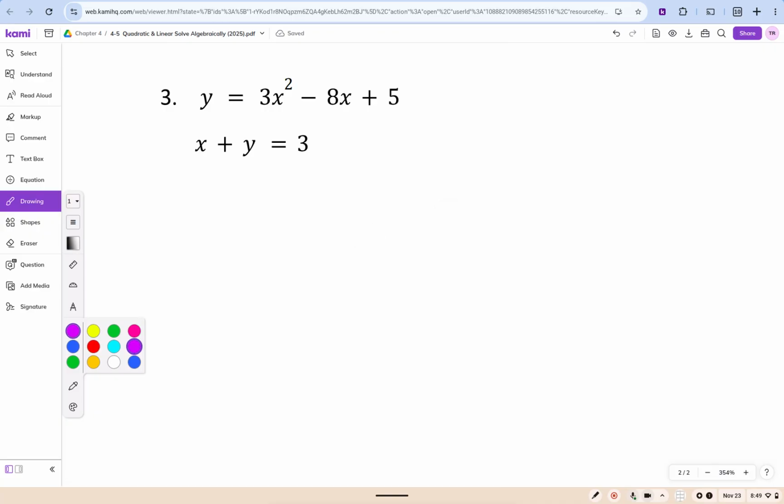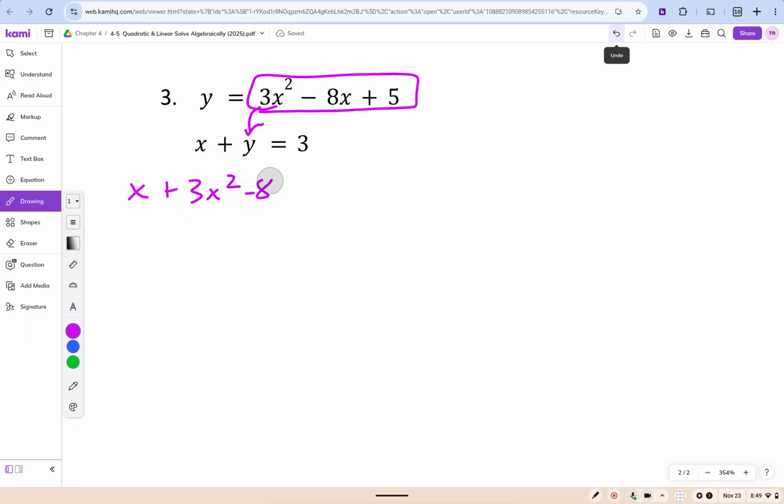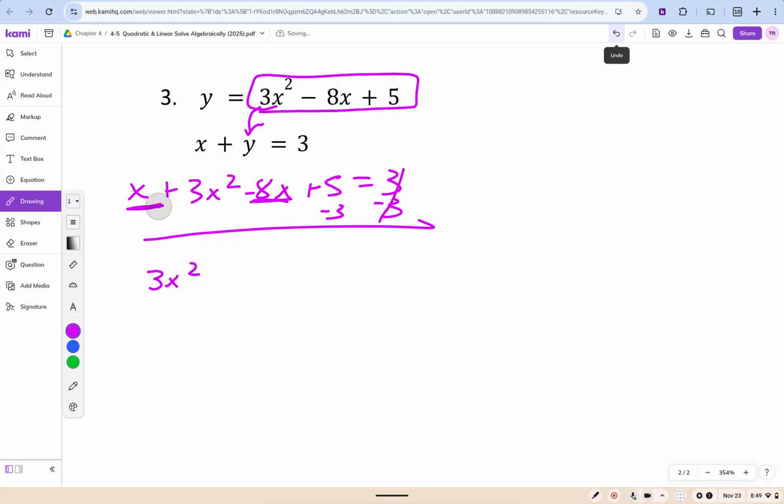So number 3, I don't have y by itself here, but what you do have in both equations is this. So I can plug this in since it's equal to y and plug it in right there. So I've got x plus all of that I boxed, so 3x squared minus 8x plus 5 equals 3. So two things I'm going to do here. Combine like terms and subtract the 3. Get it equal to 0. So in front I have 3x squared. Combine these like terms, I get negative 7x, and then 5 minus 3 is 2, so plus 2.